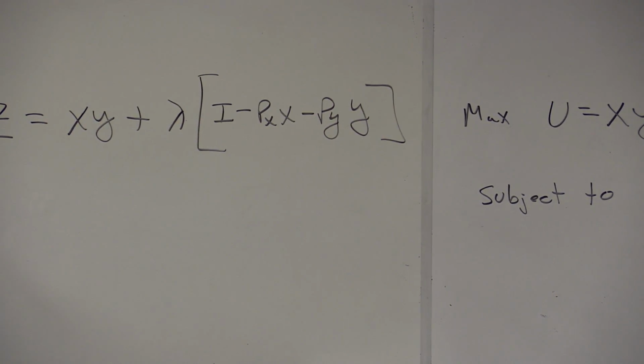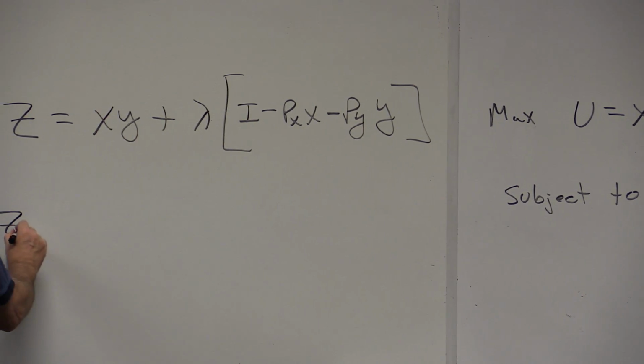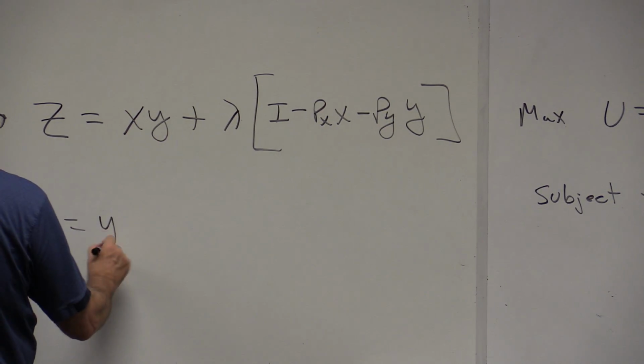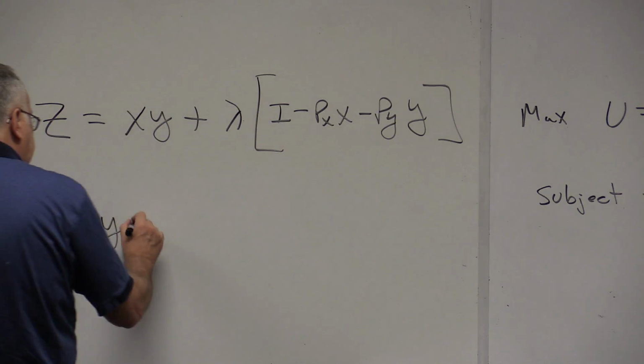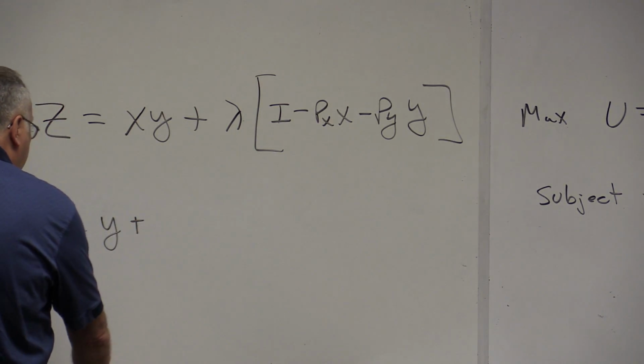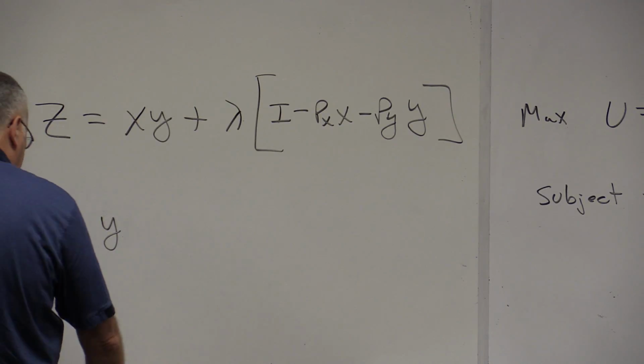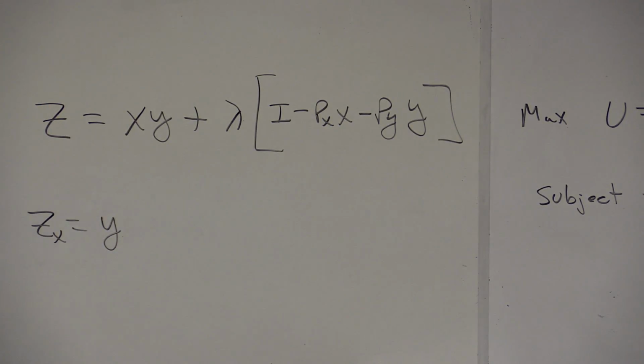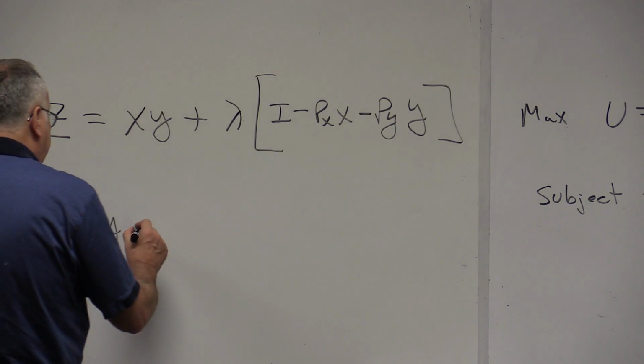Z sub x is just going to be y plus a lambda, or actually, excuse me, it's going to be what? You tell me. What will the next term be? Okay, yeah, it'll be y minus lambda times px, right?